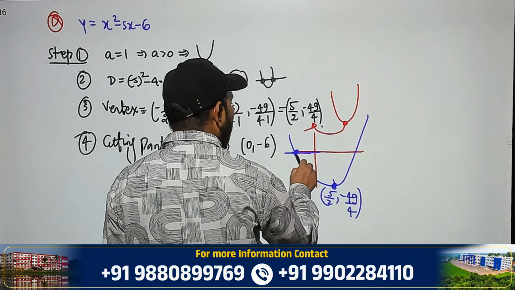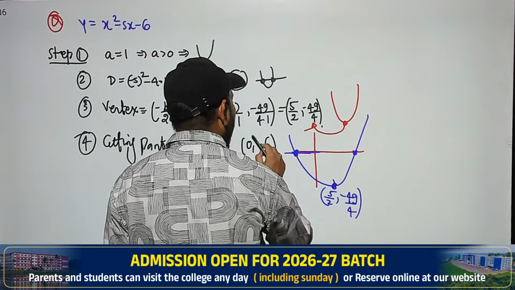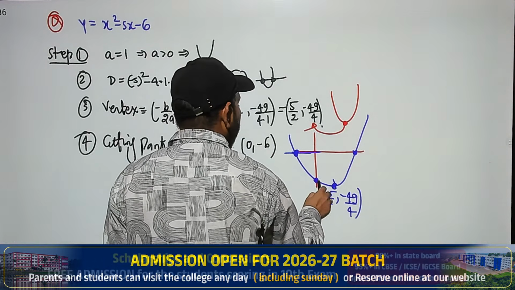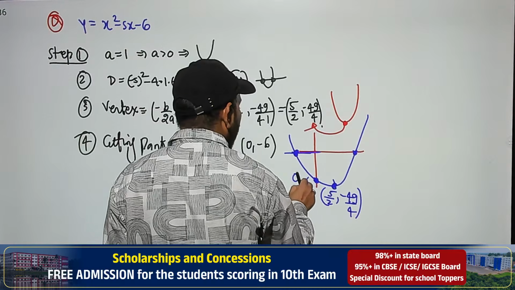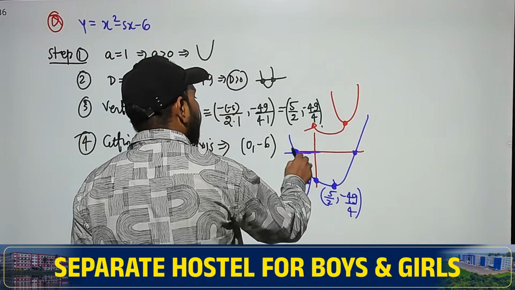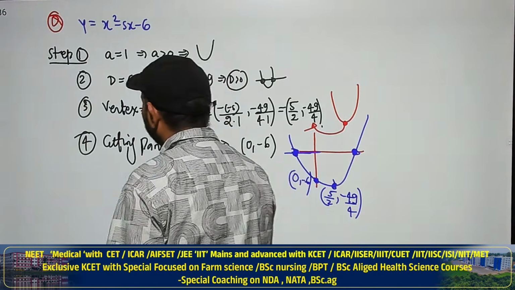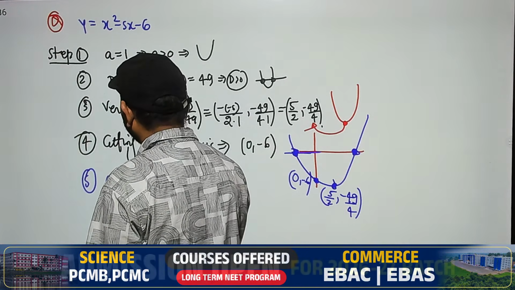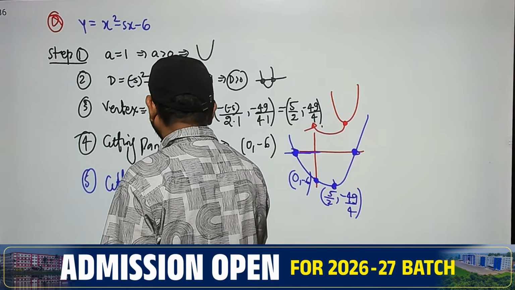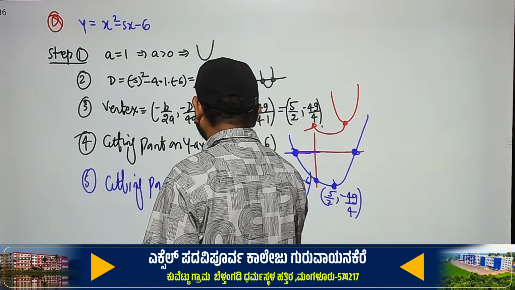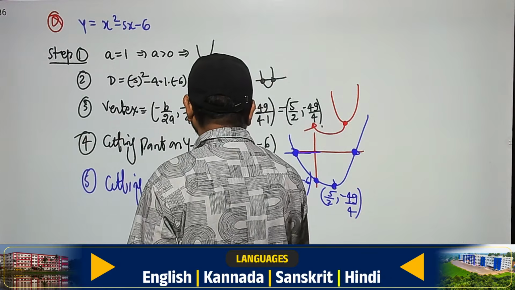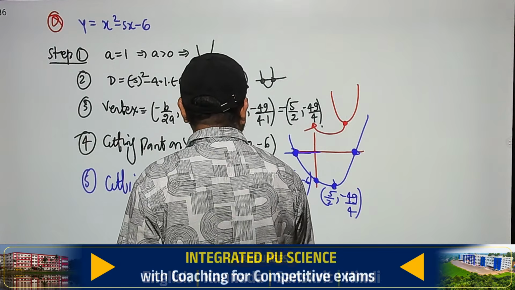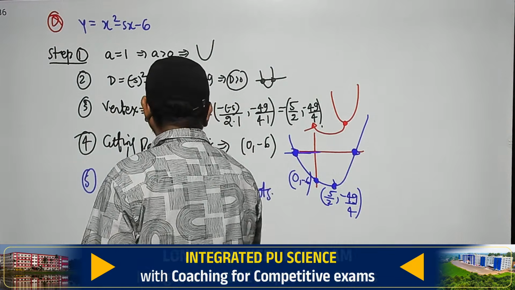Here is what? This point and this point I need to find. This point is 0 comma minus 6. Okay, now I need to find this point only, meaning the cutting point on the x-axis. It means what? Roots. Roots basically, so roots I need to find.